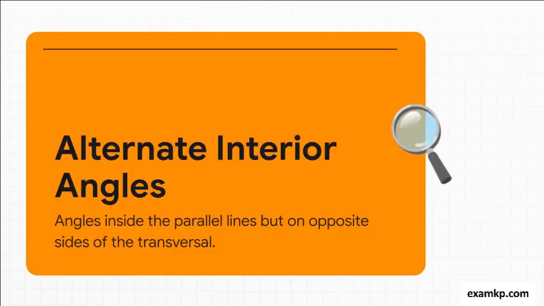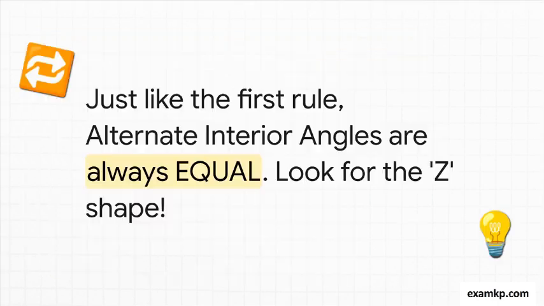Next up in our toolbox, alternate interior angles. The name really gives it all away. Interior, well, that just means they are inside or in between the two parallel lines. And alternate, you guessed it, they are on opposite sides of that cutting line. And you know what? The rule here is just as easy. Alternate interior angles are always equal.